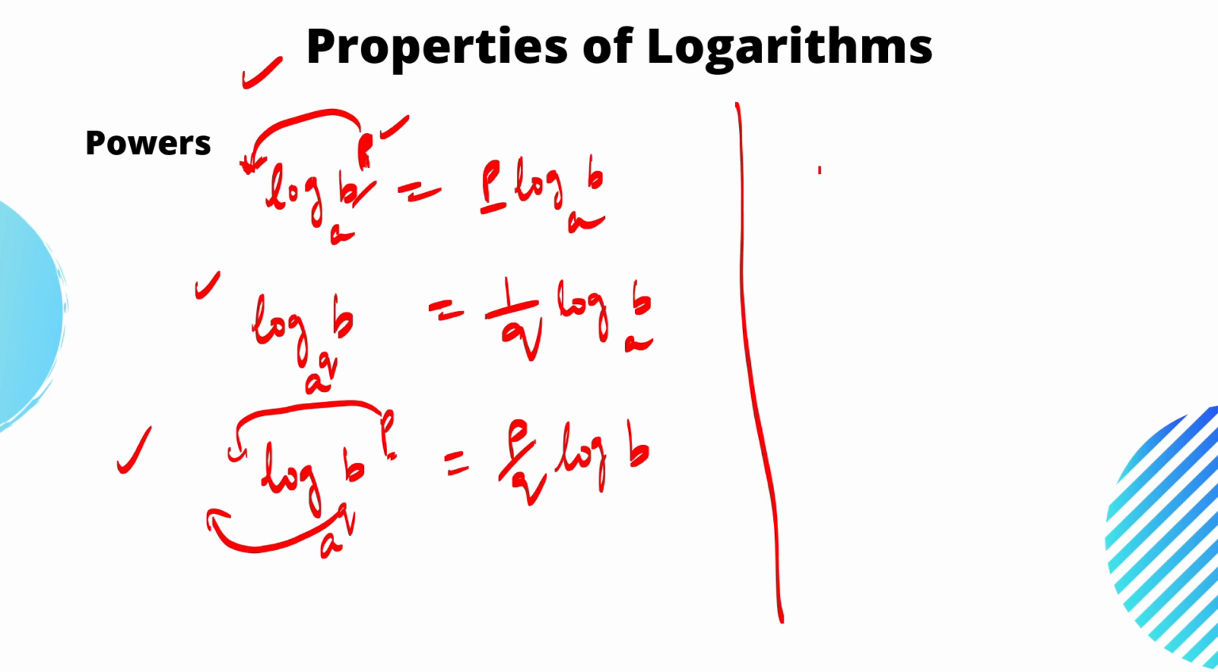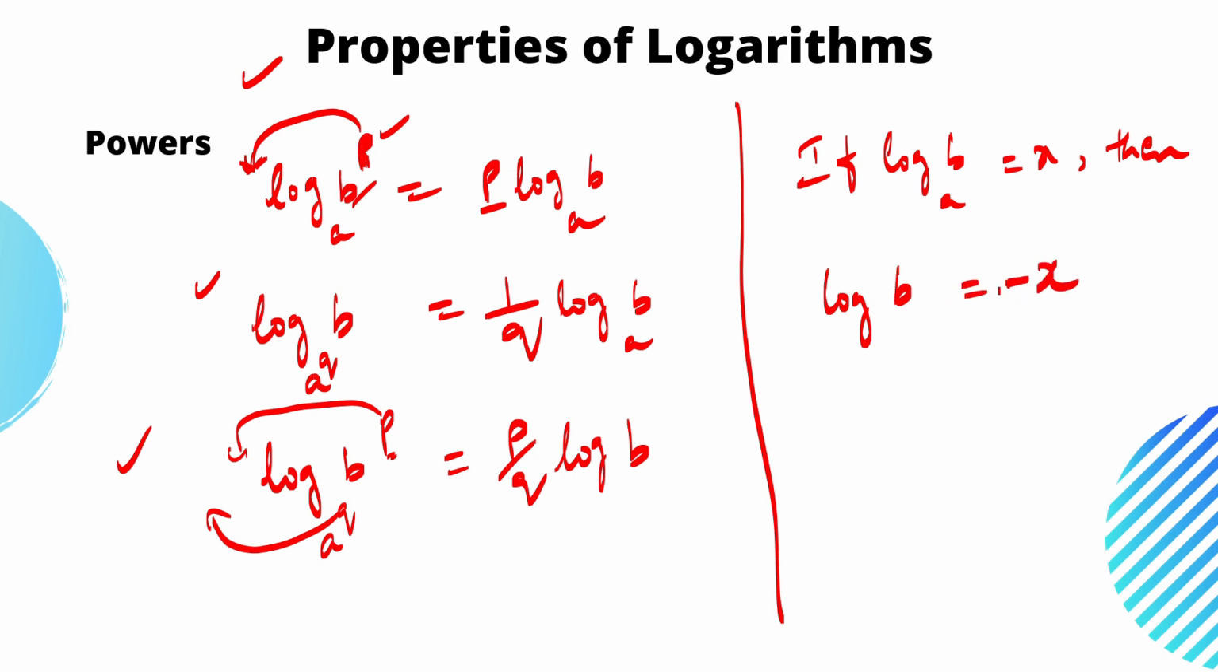Now, what about inverting the signs? Interchanging the signs. If log b to the base a is equal to x, then you can invert the sign of x: log b is equal to minus x, by inverting the base, so a becomes 1 by a. You can also invert not only the base, you can also invert b. Log of 1 by b to the base a will be equal to minus x. This depends on the situation, depends on the problem, depends on the condition.